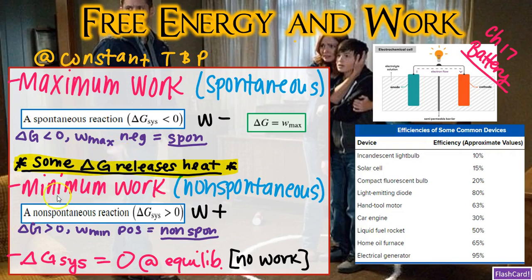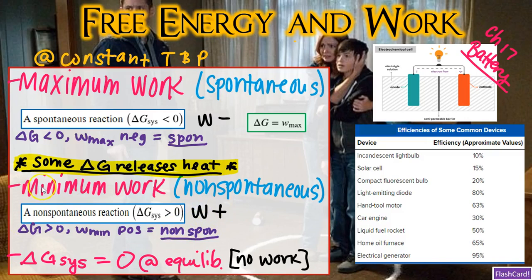Now, minimum work is for a non-spontaneous process. Again, we're still going to be at constant temperature and pressure. Now, although there is no specific expression for work minimum, since of course we tend to focus on spontaneous or max work of a system, the same understanding still applies. A non-spontaneous reaction means that delta G of the system is going to be greater than 0. And so this will only occur if the surroundings do work on the system. And so if the surroundings are doing work on the system, our work value will be positive.